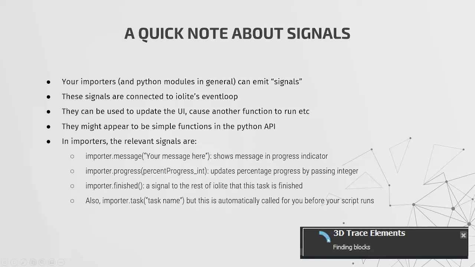Similarly, there's also this circle that grows as we get closer to completion, with 100% being the full circle. You can set how far around we are in our progress by using importer.progress and an integer from 0 to 100. Also, you can call importer.finished, and this is a signal that tells the rest of Iolite that the import process has finished. Iolite will then automatically recalculate total beam and update a bunch of things to show that an import process has finished.